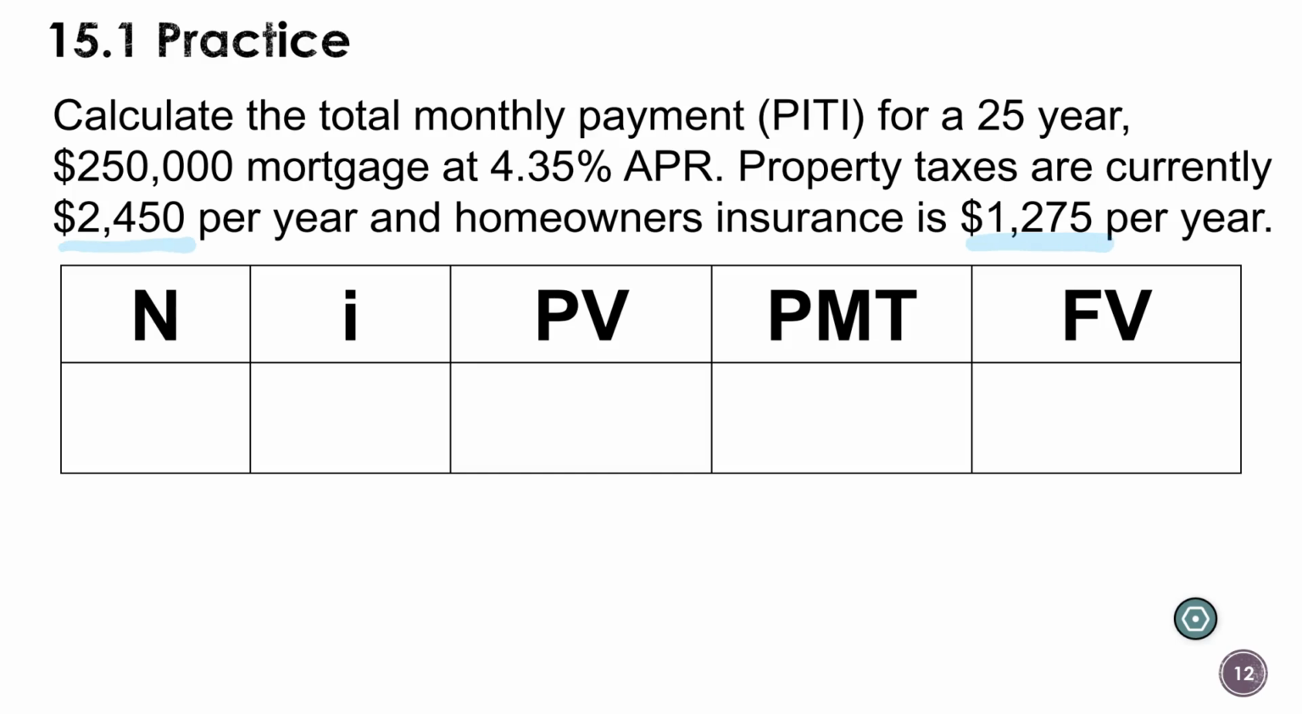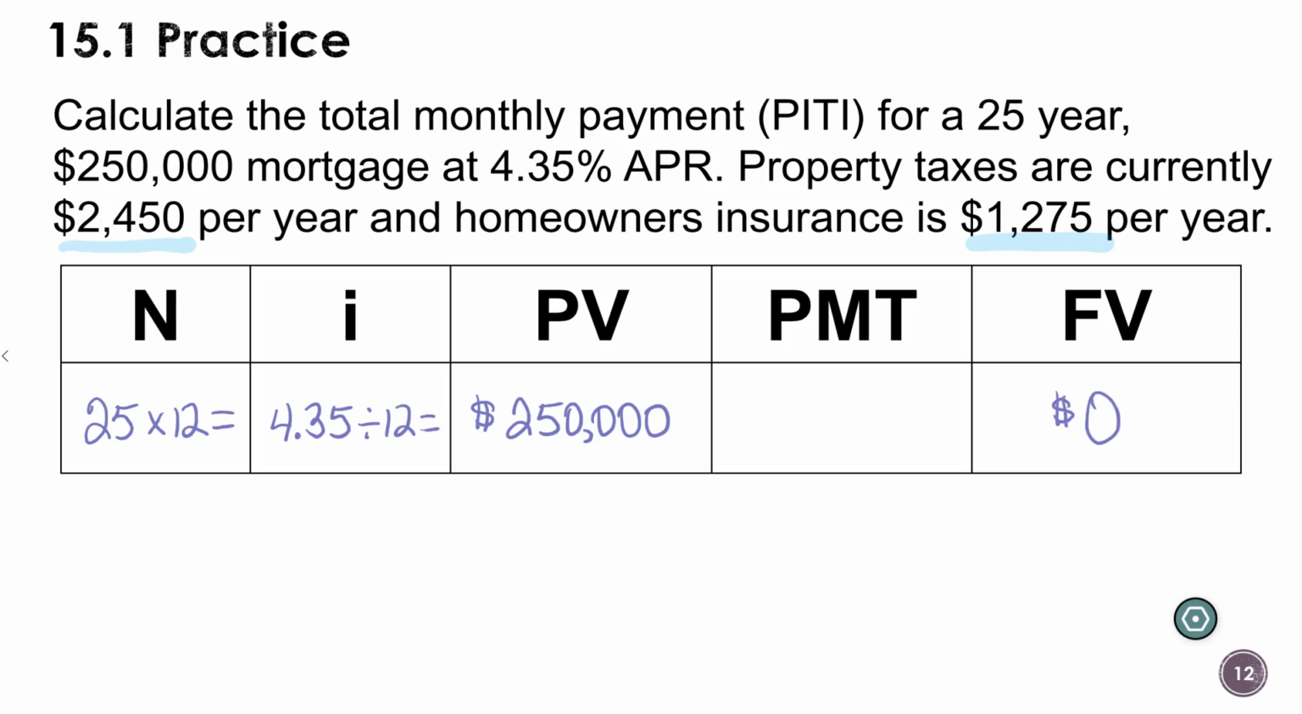Okay, so let's first get our TVM chart filled out so that we can calculate the mortgage payment. So we've got 25 years times 12. Remember, mortgage payments are always monthly. We're not going to deviate at all from that. And the mortgage is $250,000. 0 for future value because the plan is always to pay off this mortgage, right? That's what we want to do.